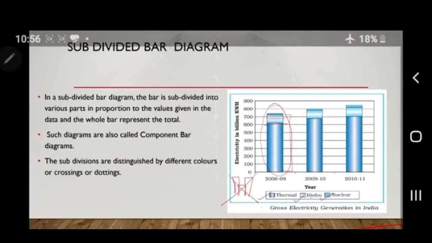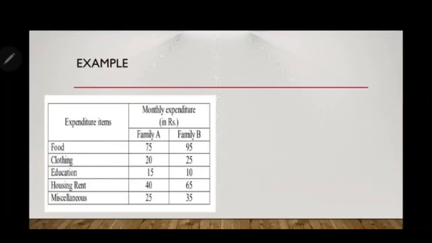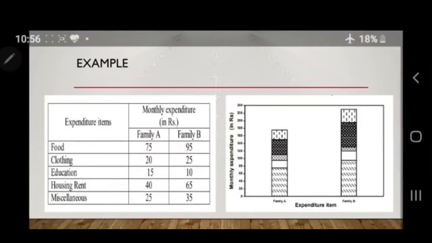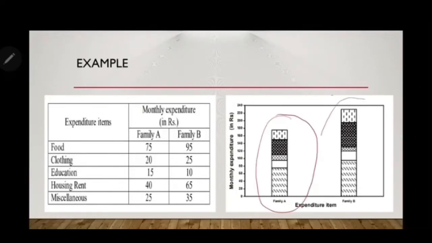In order to draw a subdivided bar diagram, we first need to have the total of values that we have to show. For example, if we have to show expenditure of family A and family B, then first of all we need to total the expenditure incurred by both the families, and then we have to draw a combined bar in which we will further divide this total according to different components.